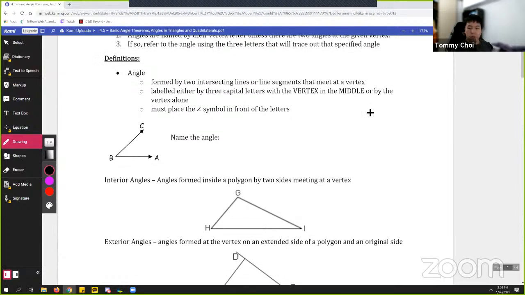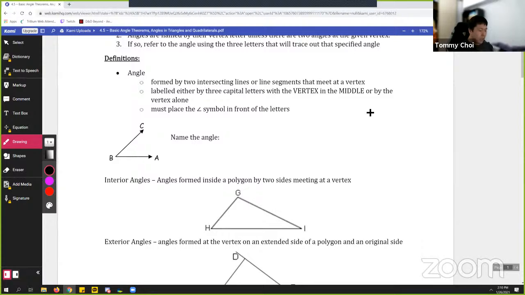So we have some definitions for this lesson specifically. Sorry, not unit. And you already have the definition sheet for your unit, so please take a look at that. But here we have angles formed by two intersecting lines or line segments that meet at a vertex, labeled either by 3 capital letters with the vertex in the middle or by the vertex alone, and must place the angle symbol in front of the letter.